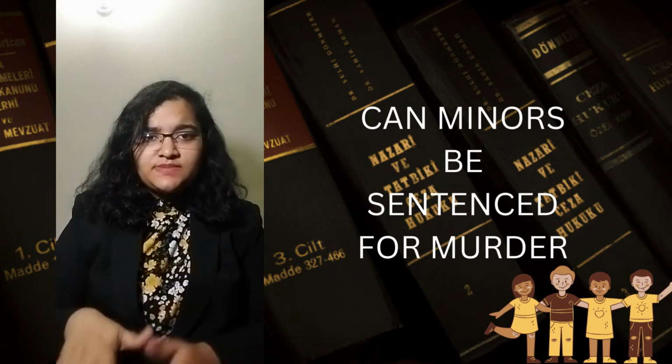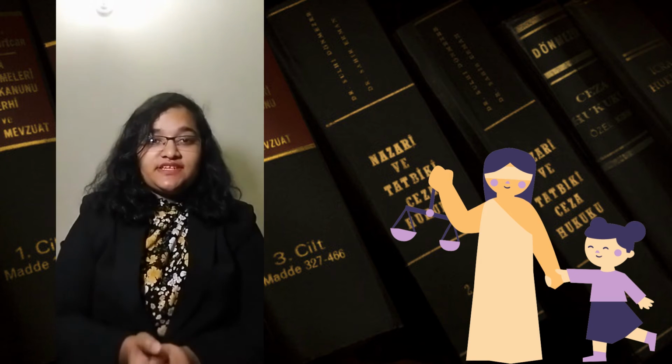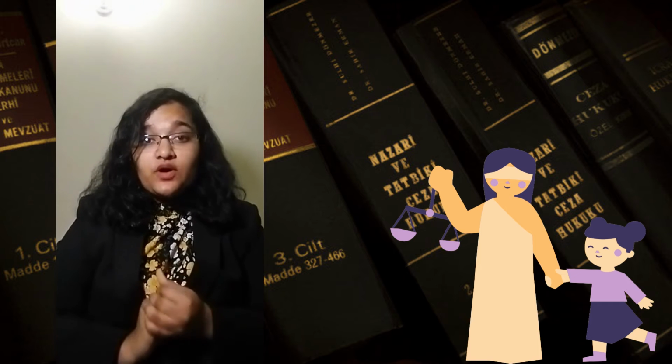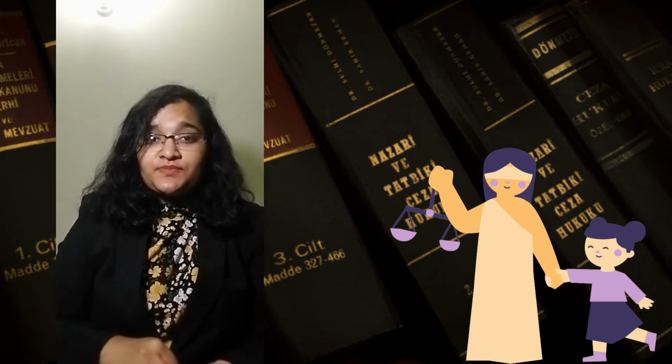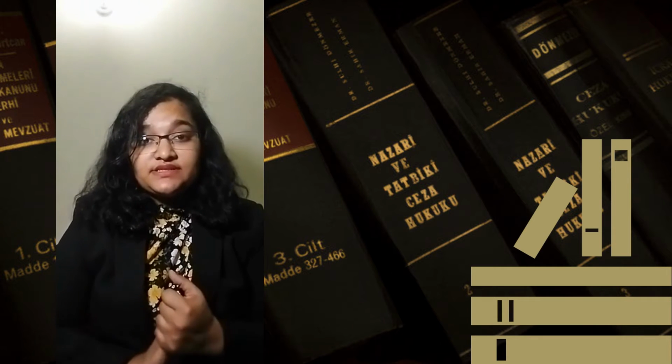Wait, can minors be sentenced for murder? So children are the future of every nation, so they have to be carefully evaluated before they are awarded major punishment, such as the death penalty or life imprisonment. Punishment should be based on the principles of law of evidence.